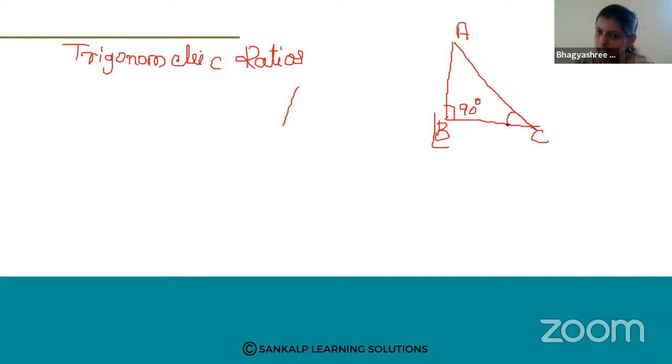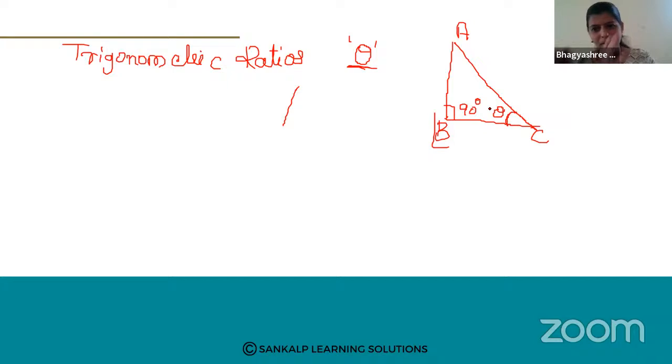Yes, consider our angle theta. Theta means what? It is the angle. We are representing angle by the letter theta. This is a Greek letter. Okay. So we denote the angle by the letter theta, right? So now our theta is at C. Where is our theta? At C.